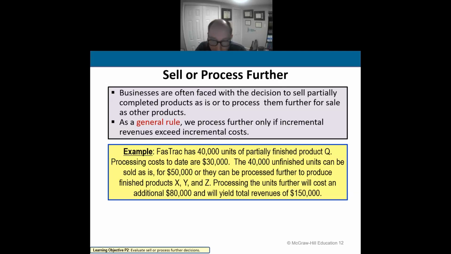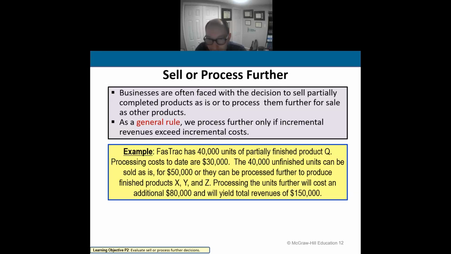Processing the units will cost an additional $80,000. And my total revenue would be $150,000. My question to you is, do I further process it? Why or why not?